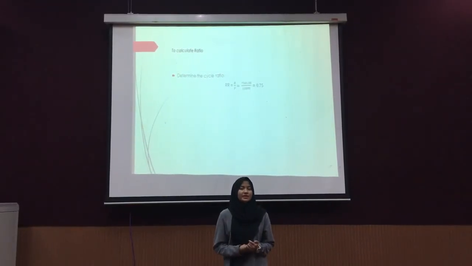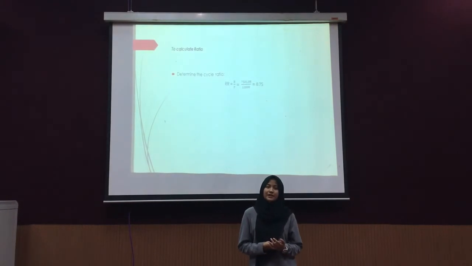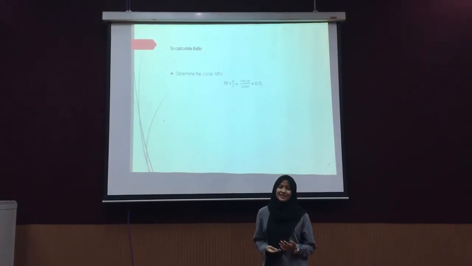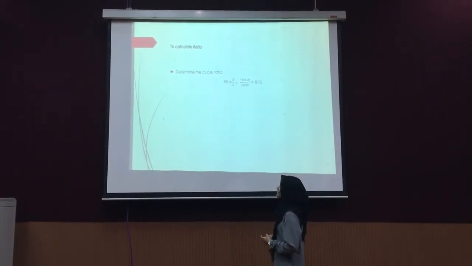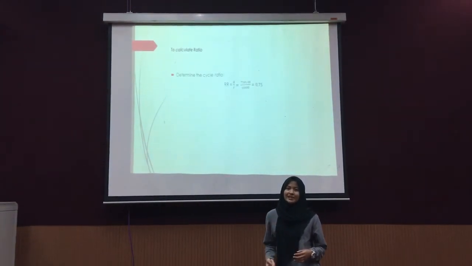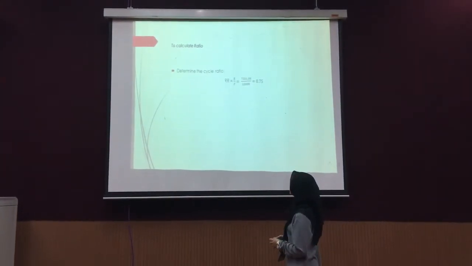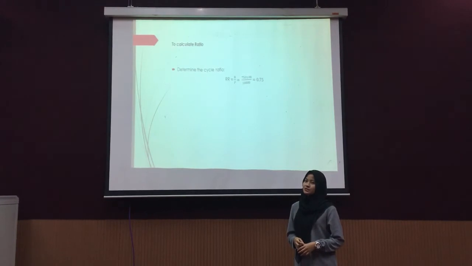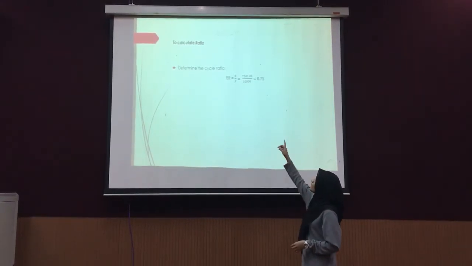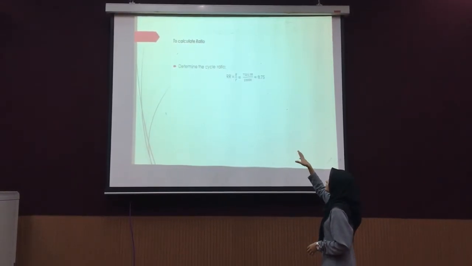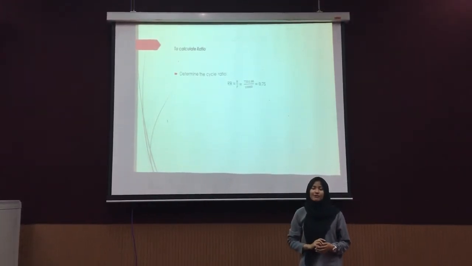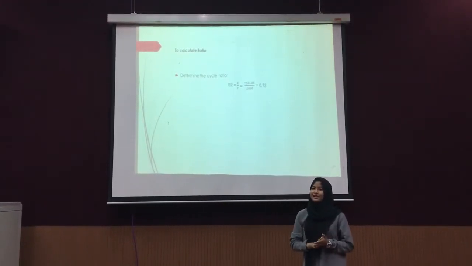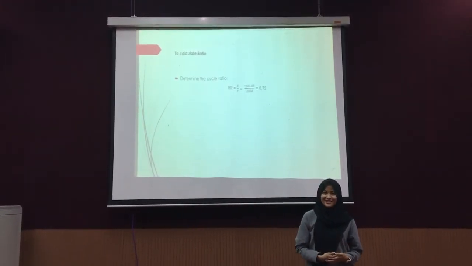For the third question, it asks us to find the recycle ratio. We have already calculated R, and the feed is given as 10,000. So we can calculate the ratio, R divided by F, and the ratio is 0.75. So that's all for the recycle process.